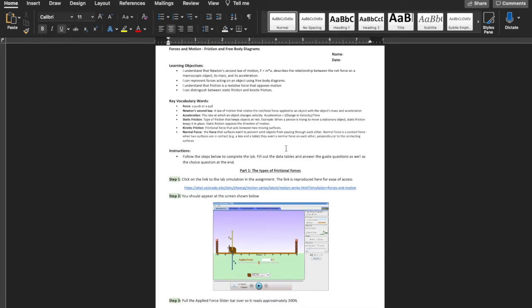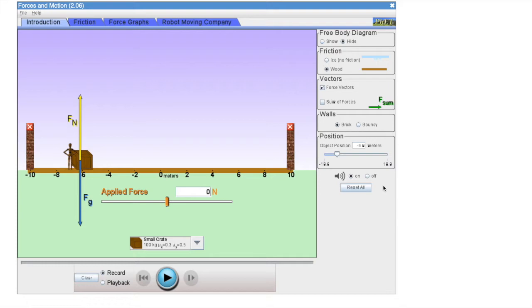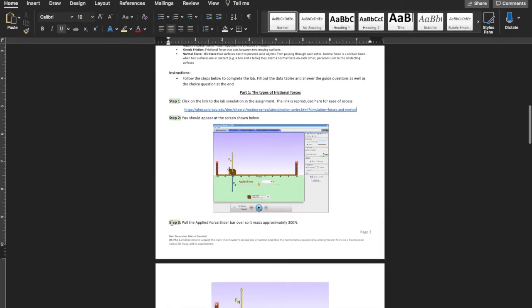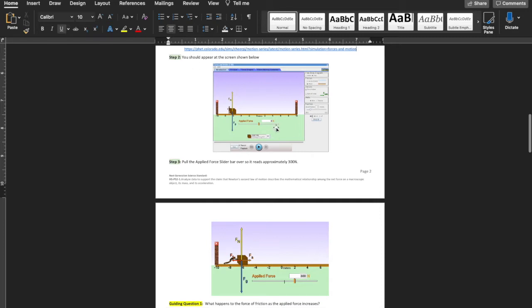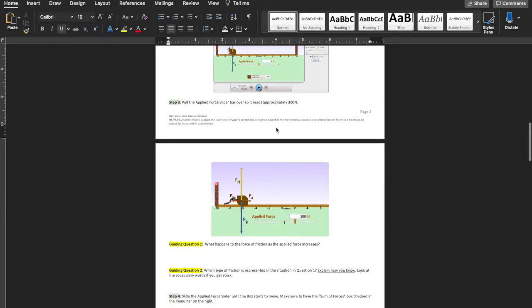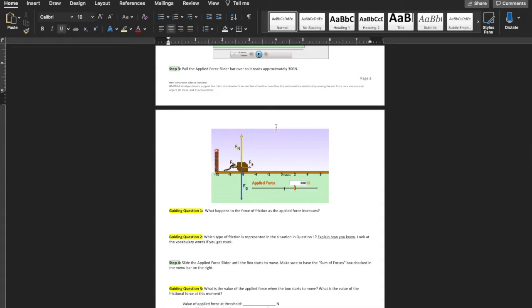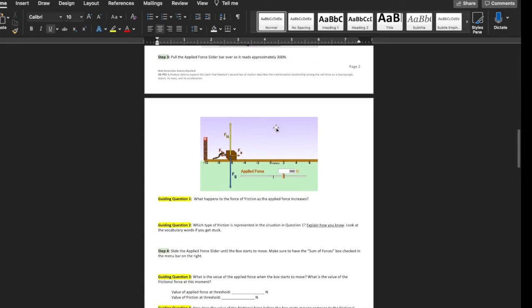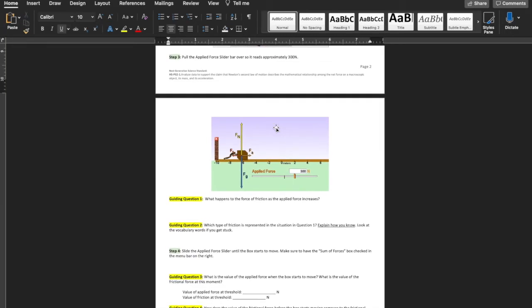Okay, so first step is to click on the lab simulation link. This is also in Microsoft Teams for you, but you can go ahead and click here. So I've already done that. It's going to take us to this screen right here. All right, after we've done that, step 2, we've appeared at that screen. Wonderful. Step 3, we pull the applied force slider bar over so it reads approximately 300 newtons. All right, so we're going to go ahead and do that.